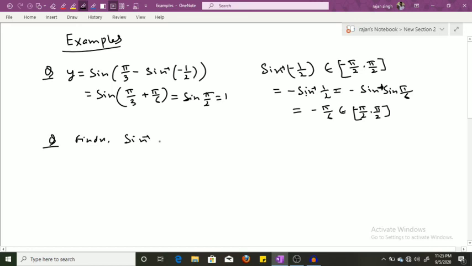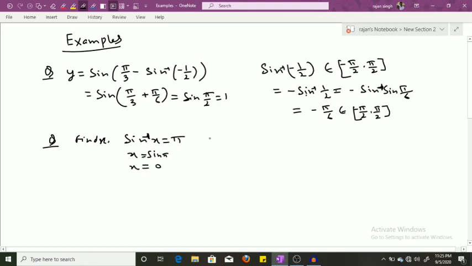Sine inverse x equal to pi. We have to find x. See, the common mistake students make is that they directly write x equal to sine pi, and sine pi equal to 0. So x equal to 0. That's where you are wrong.